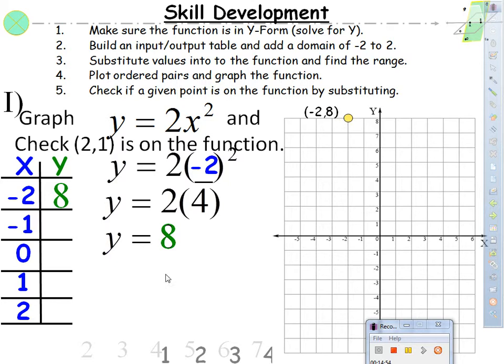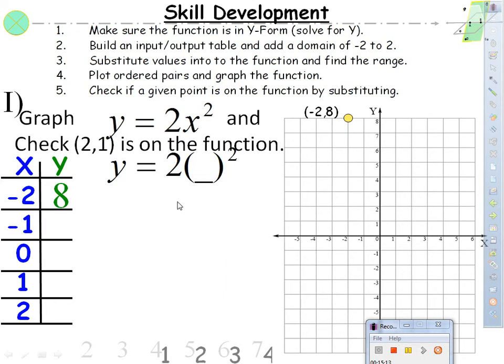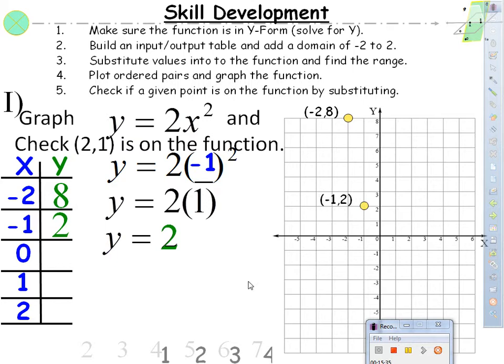Here we go. Next, I'm going to substitute -1 in there. So -1 squared. What is -1 squared? 1. So that leaves us with 2 times 1. What is 2 times 1? 2, and that goes right there. Plot your point. (-1, 2) is about right there. Label it. (-1, 2).